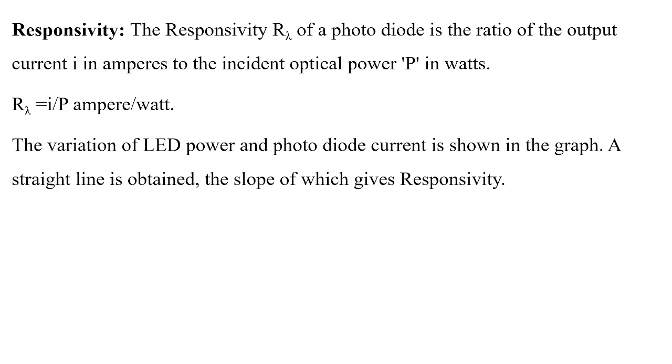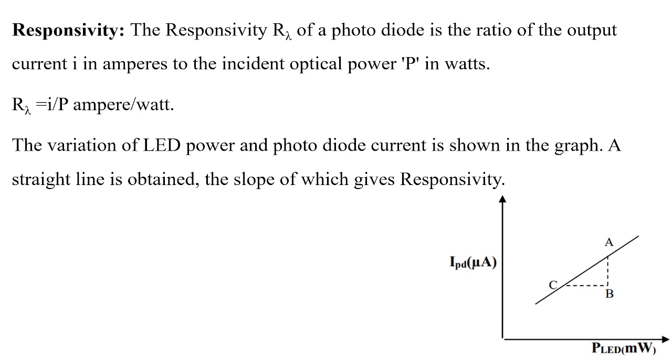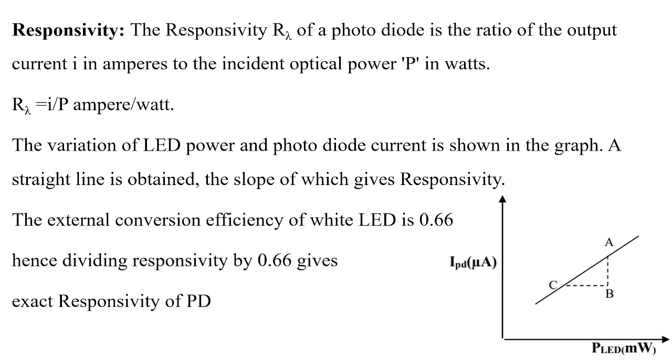The variation of LED power and photodiode current is shown in the graph. You can see in the graph a straight line is obtained, and the slope of that gives responsivity. The external conversion efficiency of LED is 0.66, so we have to divide by 0.66 to get the exact value of responsivity. So responsivity R lambda is equal to slope divided by 0.66. Using this you can calculate the responsivity of the photodiode.